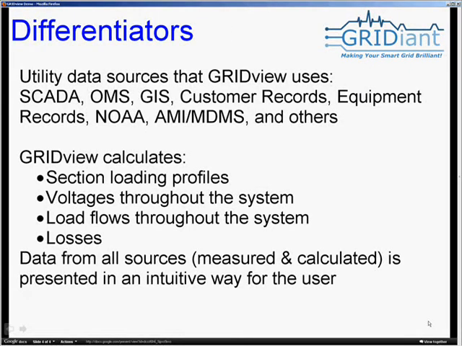All we have to do is roll that information up to the distribution transformer, and then we have that distribution transformer load which we can use to run these load flows. We're also trying to take advantage of SCADA information, OMS, GIS, customer records, equipment records, weather from the National Weather Service, and of course the AMI MDMS data.